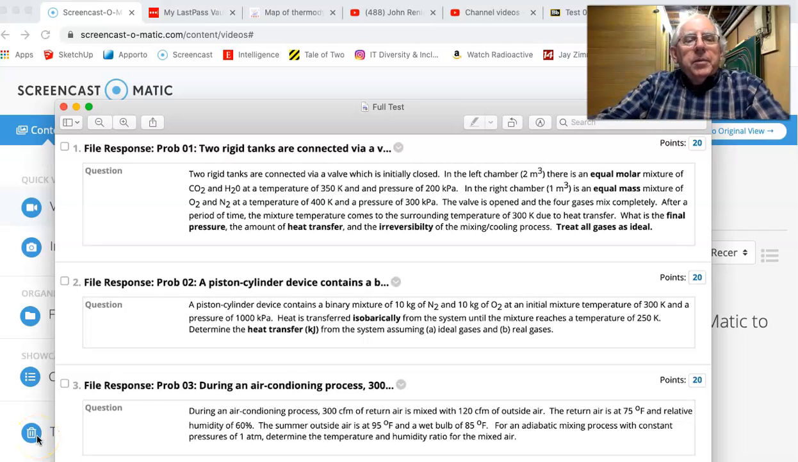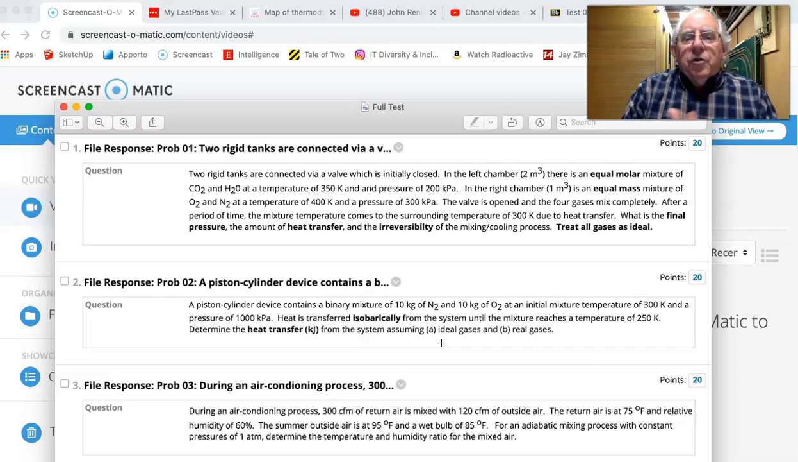Okay, now problem number 2 on the test, also worth 20 points, is shown here. In this case, we have a closed system. It's a piston cylinder that contains a binary mixture of 10 kilograms of nitrogen and 10 kilograms of oxygen at an initial mixture temperature of 300 Kelvin and a pressure of 1,000 kPa.